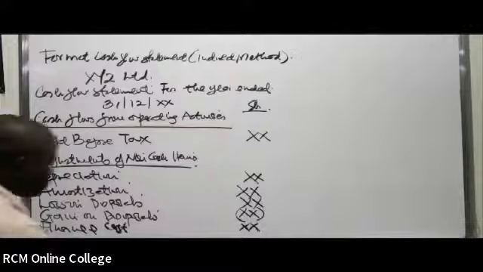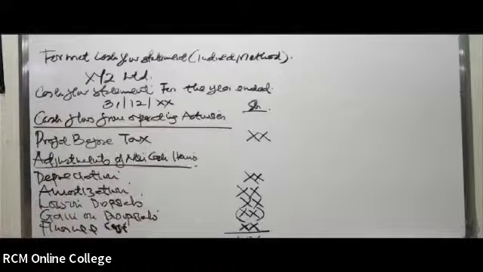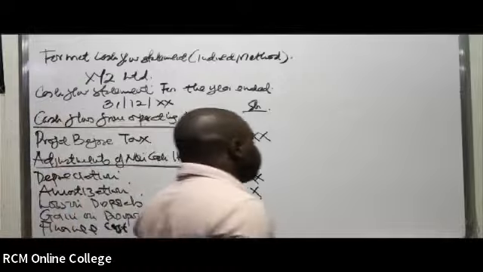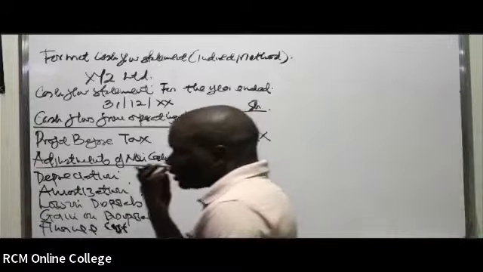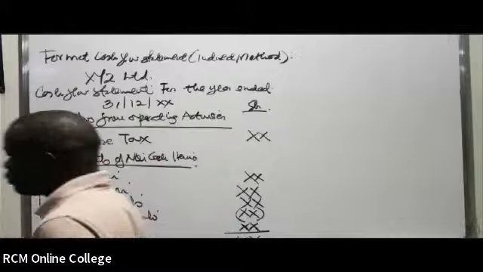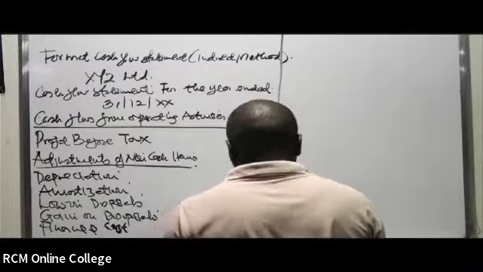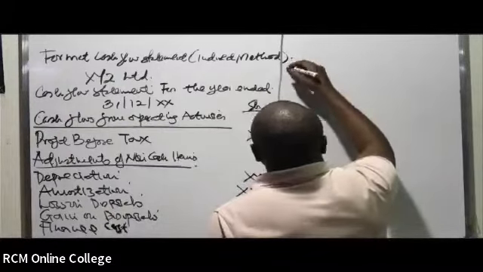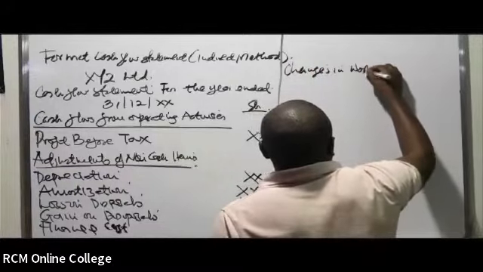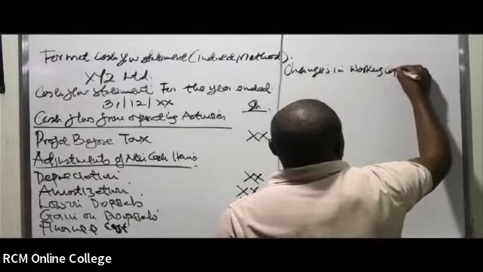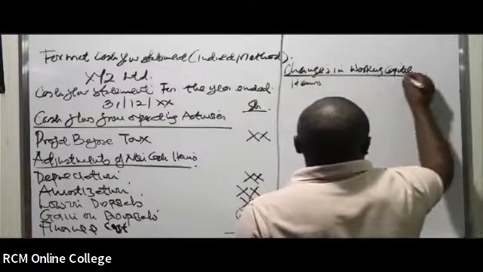Then after that, you'll get a total. With this total, you likely consider the changes in the working capital items, or changes in the current assets. On this figure you've gotten here, you'll have the changes in working capital items.